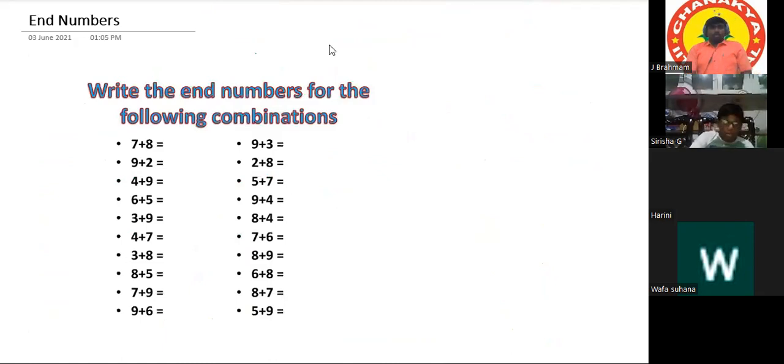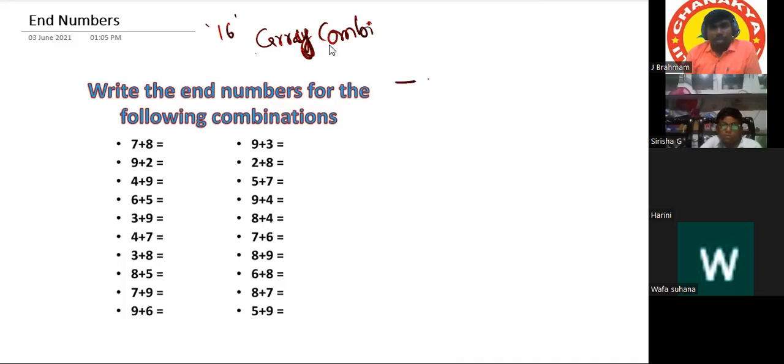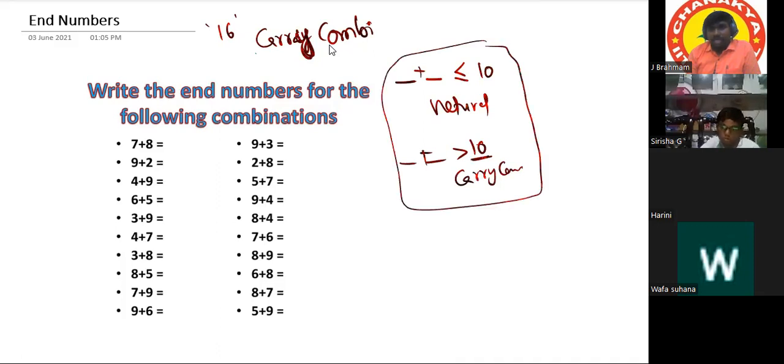So what are those 16 combinations? They are carry combinations. We will call them carry combinations. Any two numbers adding and giving a sum up to 10, we will call natural combinations. And any two numbers adding to greater than 10 means there will be some carry. Carry is nothing but more than 10, there is some extra part. So we'll call them carry combinations. They are natural combinations and these are carry combinations. So now our concentration is on carry combinations only.